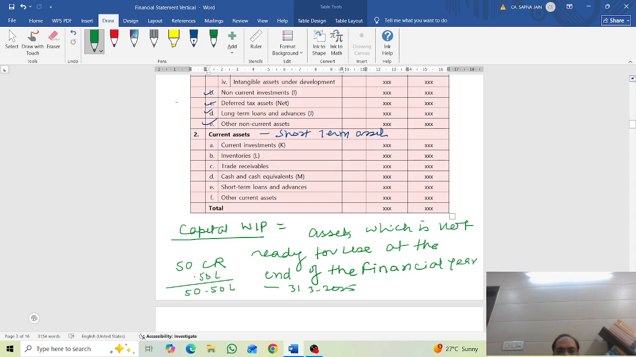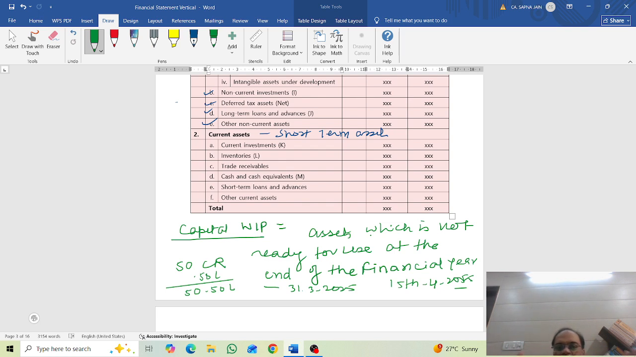Once the machine is ready for use, suppose in the next year, on 15th April 2025, the trial run has been completed and now the machine is ready for use. So in the financial year 25-26, such capital WIP is converted into PPE, property, plant and equipment. So this is the important question from the theory point of view. What is capital WIP? If any of the assets is not in a position for use at the end of the financial year, then such an asset is called capital WIP.